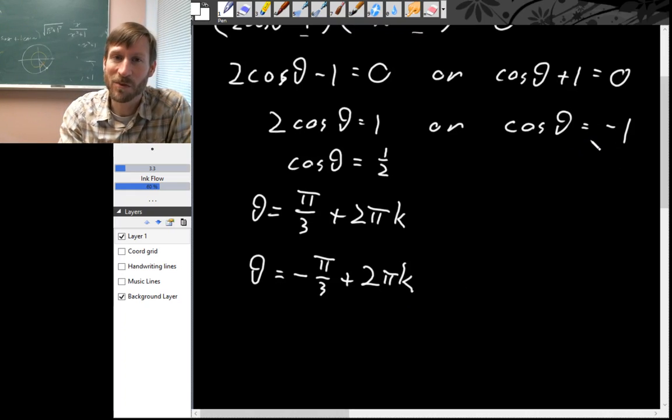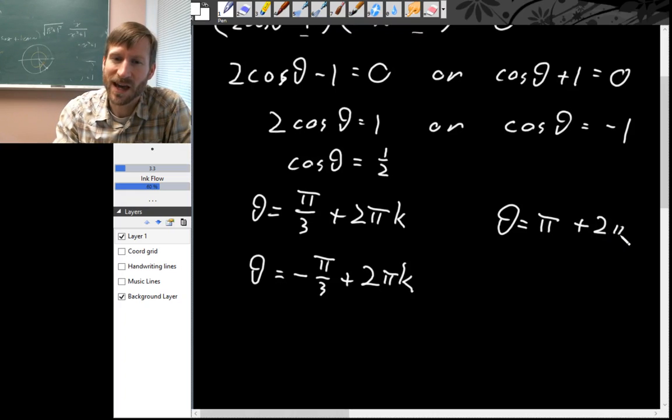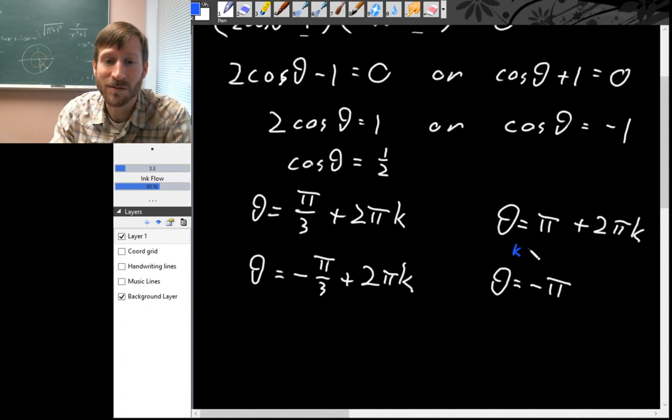We also have solutions coming from our second equation, cosine theta equals minus 1. So taking inverse cosines, we get theta is, inverse cosine of minus 1 is pi plus 2 pi k. And then for the symmetric solution, for cosine it's the negative of the principal solution, but negative pi is actually already in our first list of solutions, pi plus 2 pi k. Because if k is minus 1, you get pi minus 2 pi, and that's negative pi.